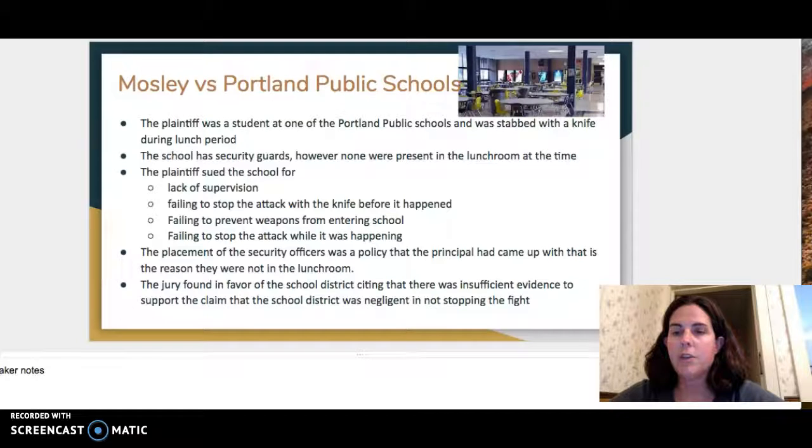The placement of the security guards was a policy that the principal had come up with, and in the policy, it did not state for them to be in the lunchroom, so that's why they were not in there. The jury found in favor of the school district, citing that there was insufficient evidence to support the claim that the school district was negligent in not stopping the fight.